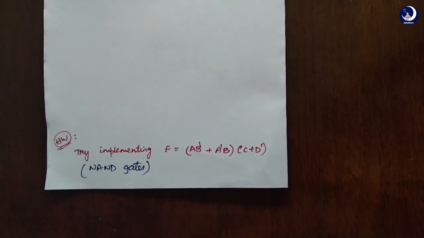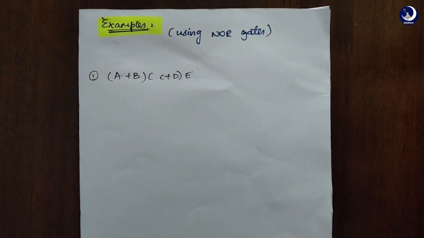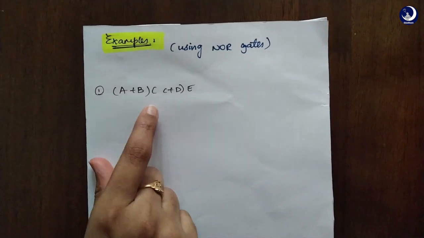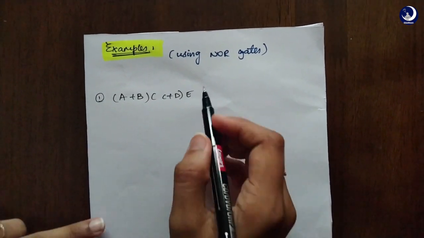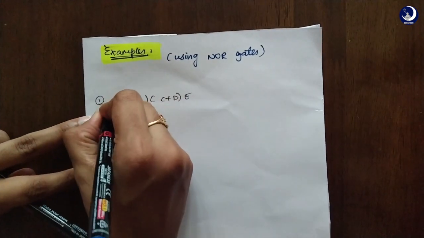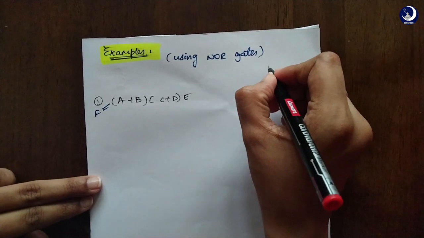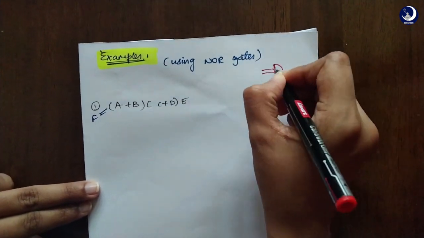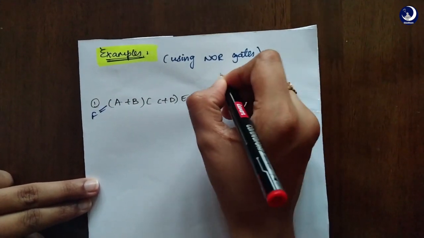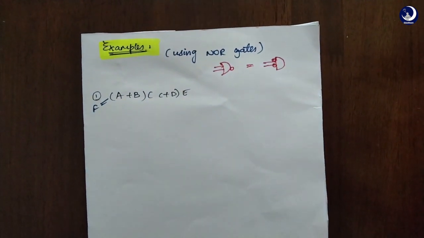Okay, now let's look into the NOR examples. Your first equation using NOR gates is (A plus B) into (C plus D) into E. I just forgot to mention that this is an equation of F. Now as a part of it, what did I tell you? If you see an AND gate in your example, you place the bubbles here in order to make that a NOR gate. This trick is so important, so it will be easier for you.